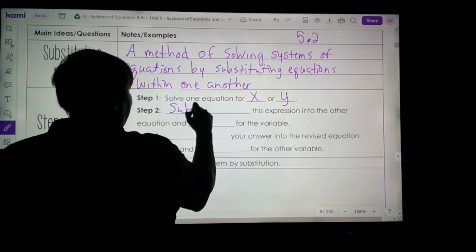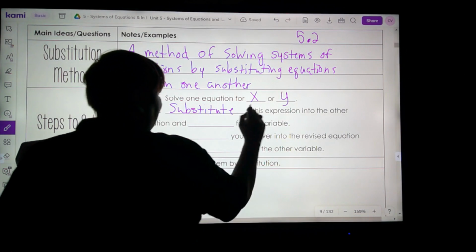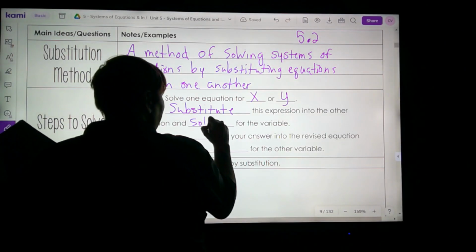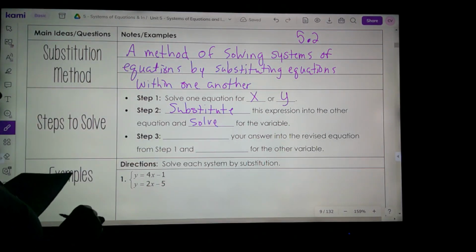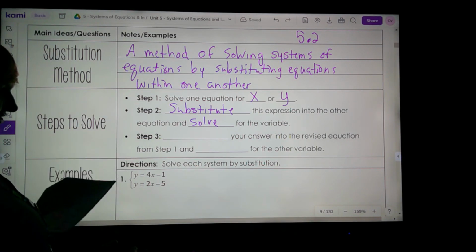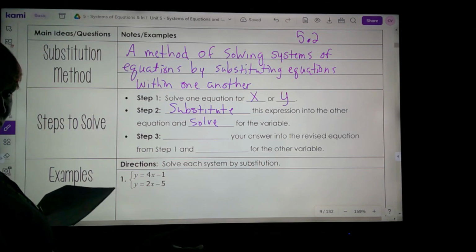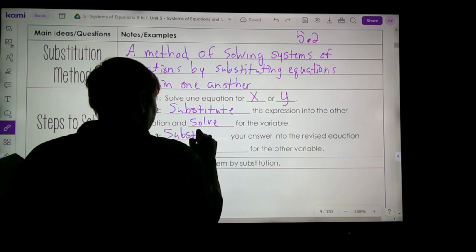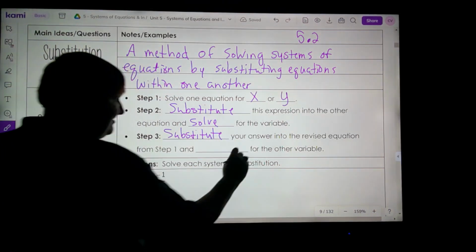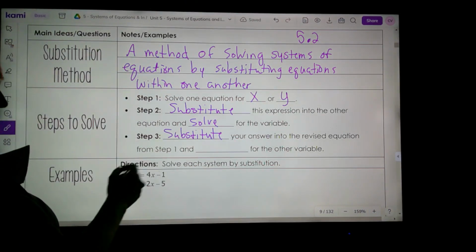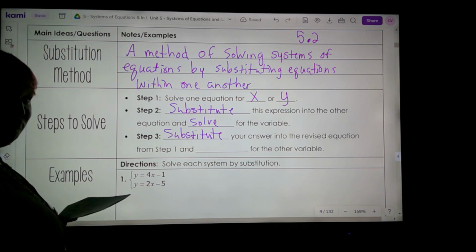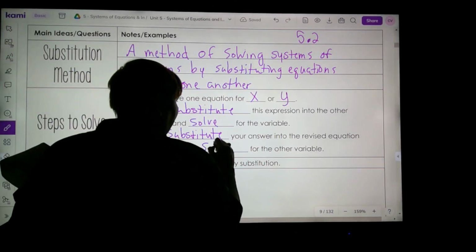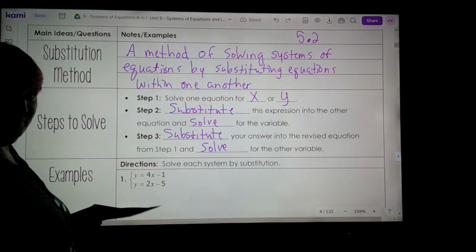substitute this expression into the other equation and solve for the variable, right? Once you have an answer for whichever variable you chose, then substitute your answer into the revised equation from step one. So reuse the first equation that you've already started with and solve for the other variable.